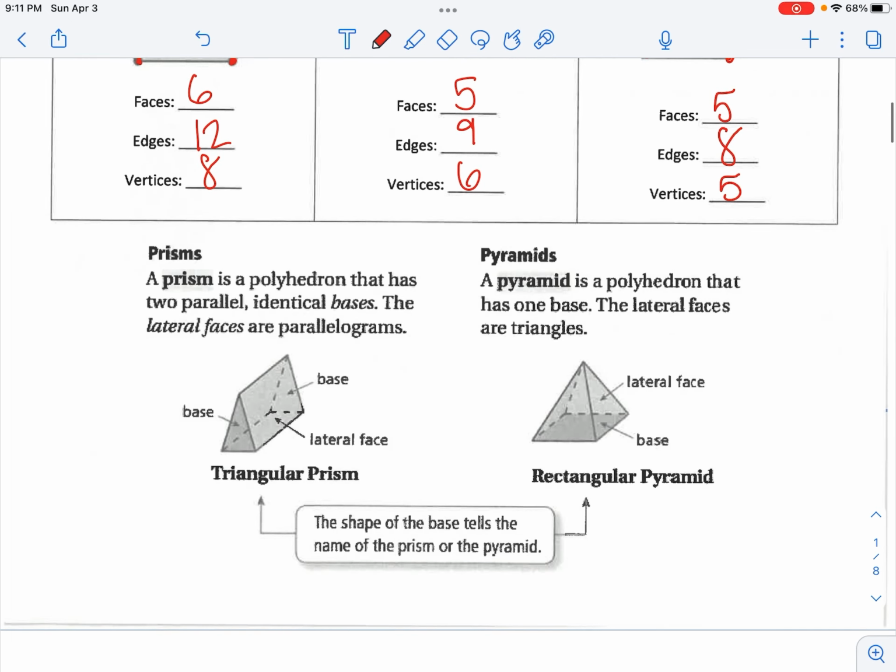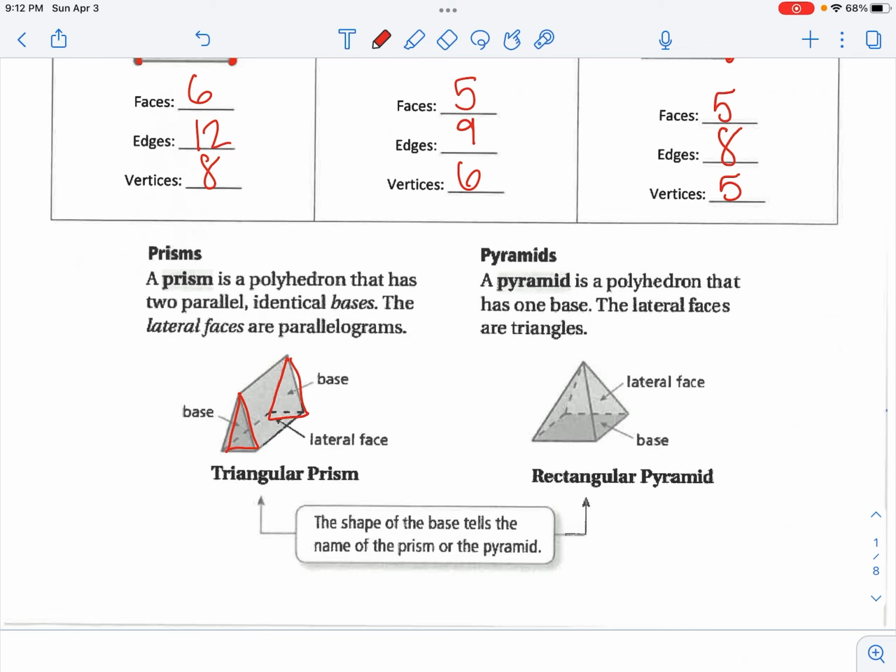Next, we have prisms and pyramids. So a prism is a polyhedron that has 2 parallel identical bases. The lateral faces are parallelograms. So on a prism, your bases, you have 2 of them. So this is a base and this is a base. I know it can be confusing because you want to think that the base is the bottom, but that's not right when you have prisms. Okay? Your bases, there are 2 of them and they're identical.